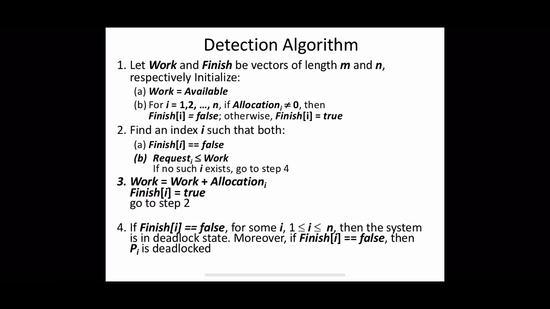And in the second case, that is if any process has finish[i] still false, that means we are not able to grant its request, that is, the system is in deadlock, and all the processes for which finish[i] is still false are in deadlock. This is how the detection algorithm finds the processes which are in deadlock.